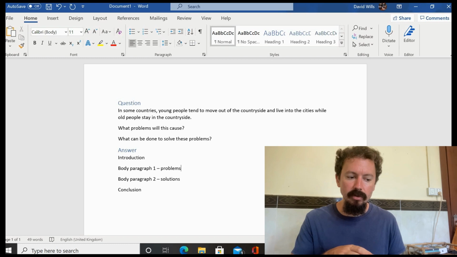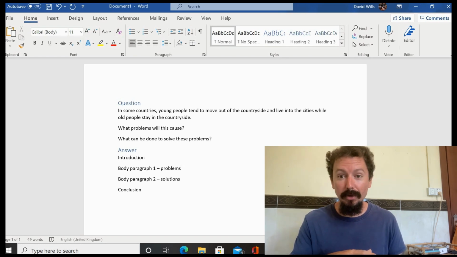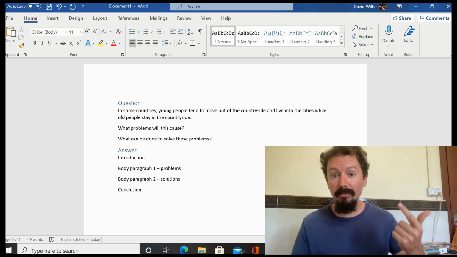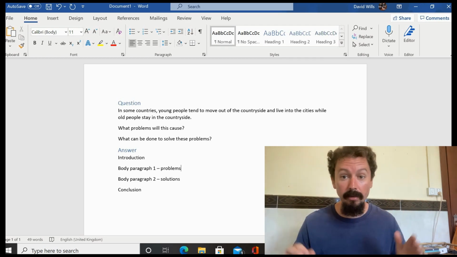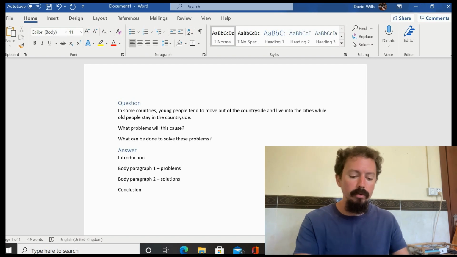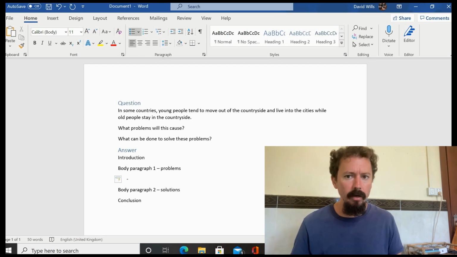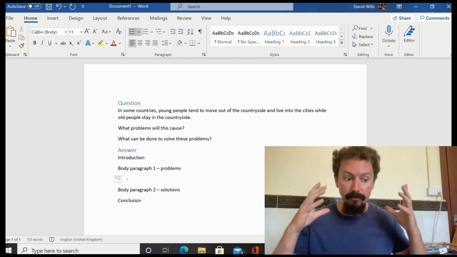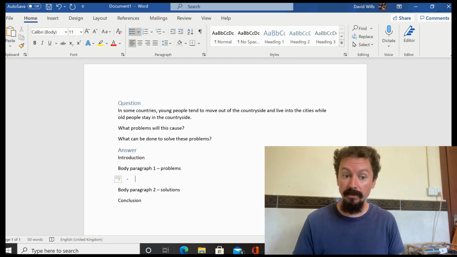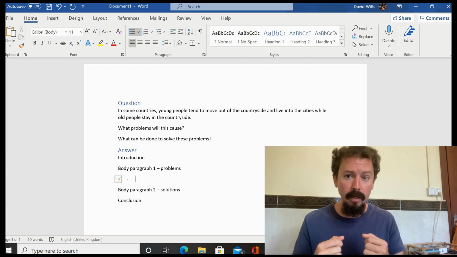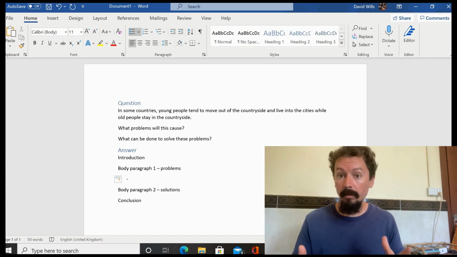You'll see my basic structure here. For problem and solution essays, this structure is always really easy. One paragraph problems, one paragraph solutions. You don't need to think any more than that. But we do need to think about what the problems are. Because in your head, you may have 5 or 10 different problems for this particular situation. And you shouldn't just list them. It is better to pick 1 or 2 and then develop them, explain them in some detail. This is the way that you're going to get a high score for task achievement.